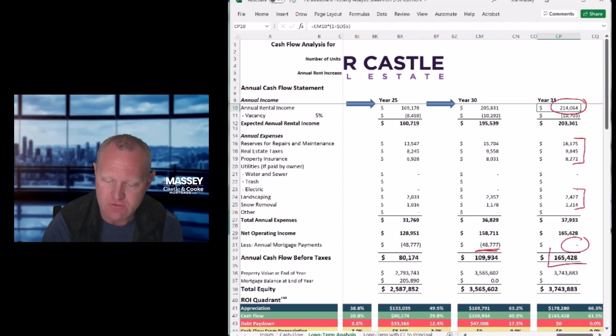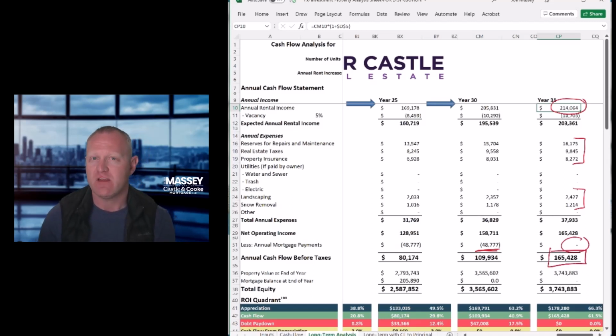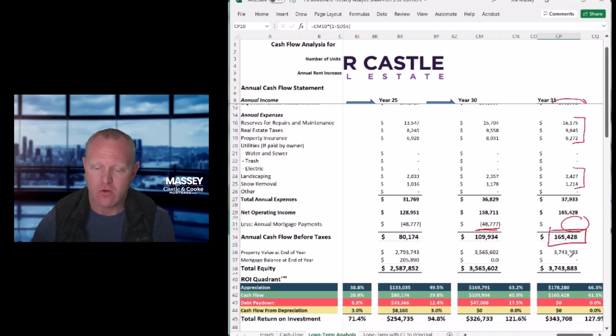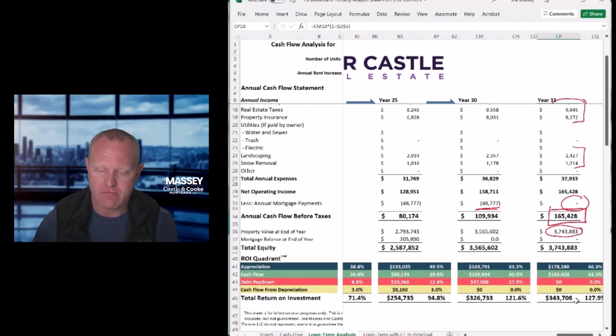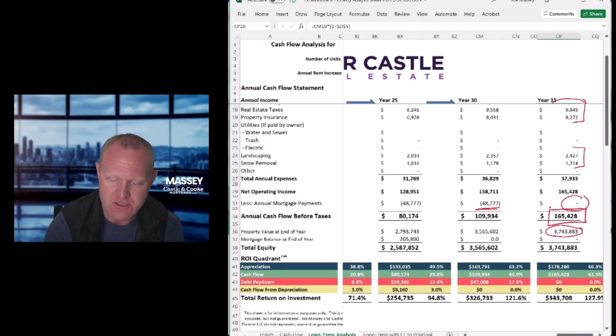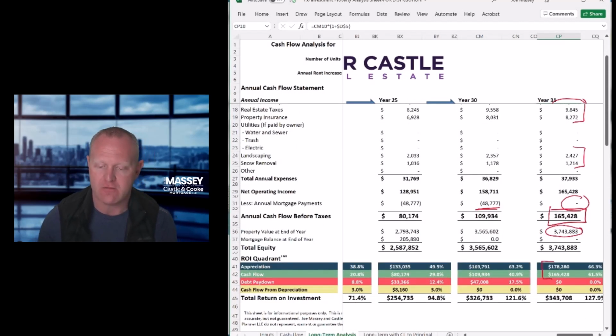This property now cash flows $165,000 per year because you're no longer making a mortgage payment. And the value of this home has increased at a regular 5% annual appreciation to $3.7 million. Now, what does that do for our return on investment? We're now getting appreciation of $178,000 a year.